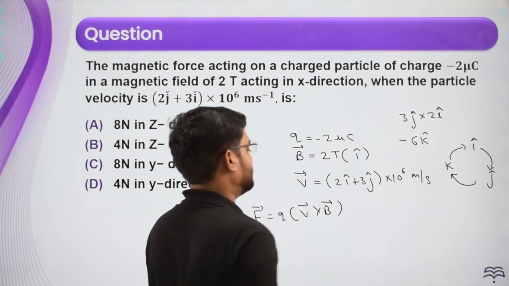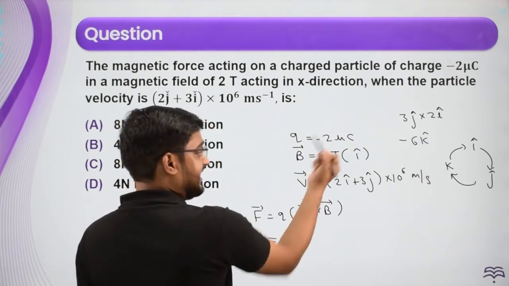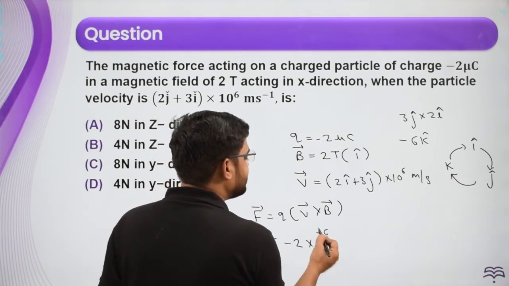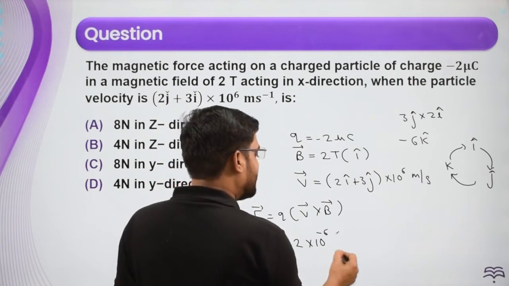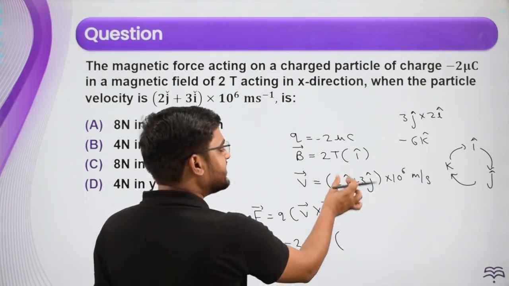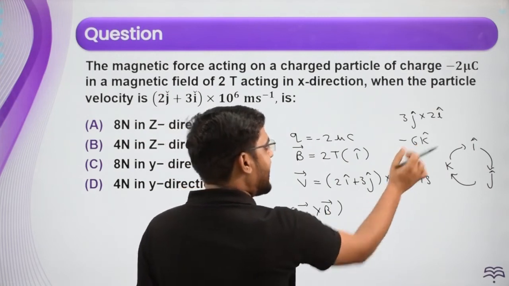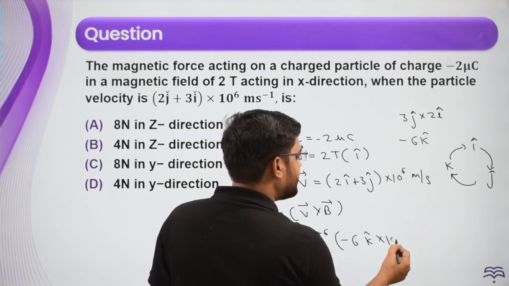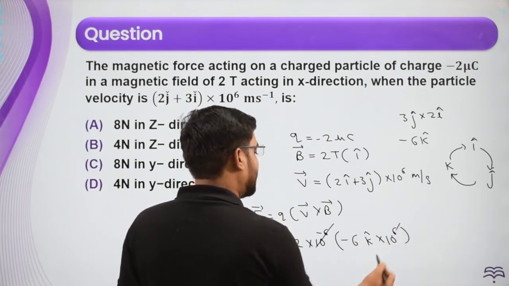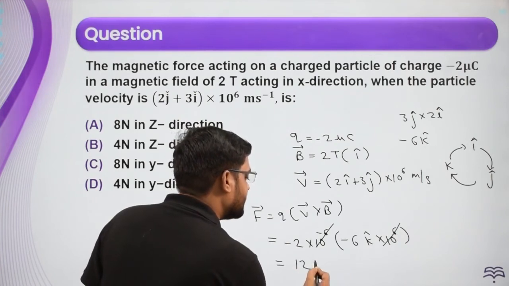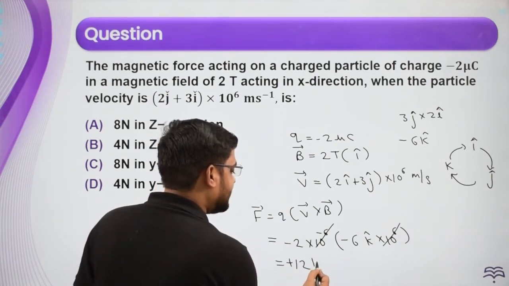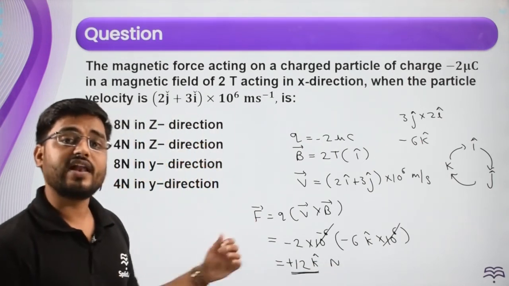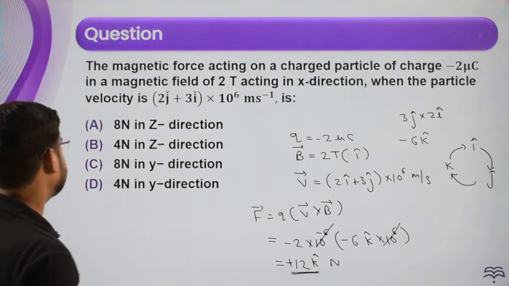Just the product of these two. So I am saying that q is basically negative. Again, there is a negative sign in the charge itself. So minus 2 into 10 raised to power minus 6, because this is microcoulomb. Then v cross B, I am directly doing v cross B. So this cross this is cancelled. This cross this, I got minus 6 k cap. This 10 raised to power 6 will remain as it is. And the negatives will get cancelled out, and I'll get just positive 12 k cap. So force in SI unit, that is Newton, is 12 Newton and the direction is towards the Z axis.